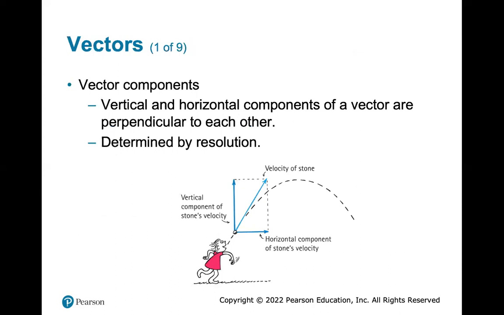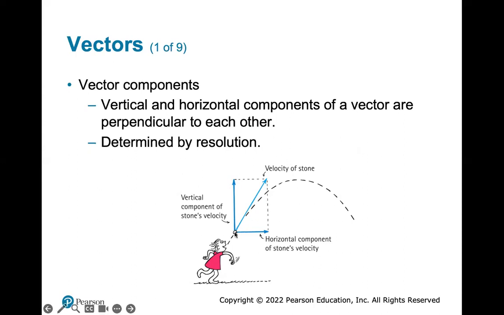Okay, vector components. We've had a little bit of vectors. We did it with, like, an airplane flying at a fixed speed into a crosswind. So we studied these slightly. This is just a variation on those same topics. Vertical and horizontal components of a vector are perpendicular to each other, and they're determined by resolution.